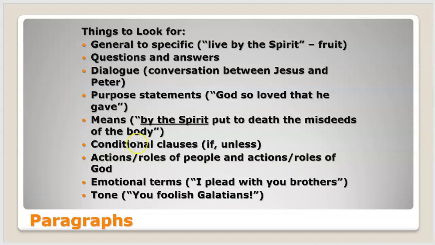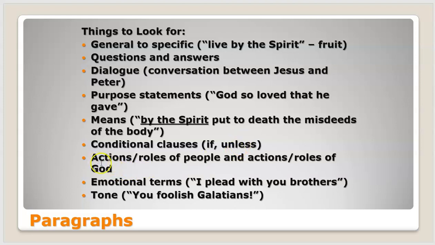Then in paragraphs, there are bigger, larger pictures. Sometimes those paragraphs go from general to specific, or specific to general, like we saw in the second paragraph of Romans. Sometimes it's dialogue, sometimes it's Q&A, sometimes there's a purpose statement, sometimes it shows the means by which something is done, conditional clauses, if and then the consequences to that. Also, the word unless is used to introduce conditional clauses as well.